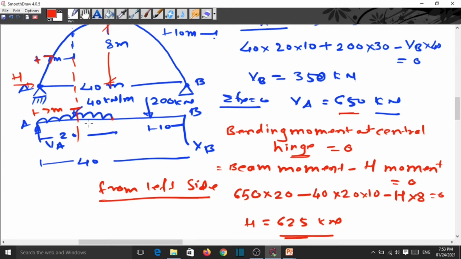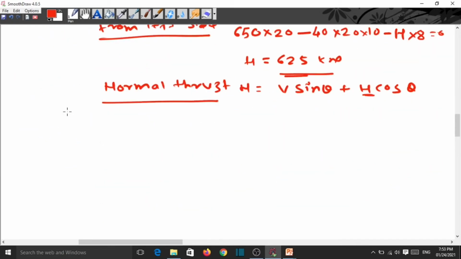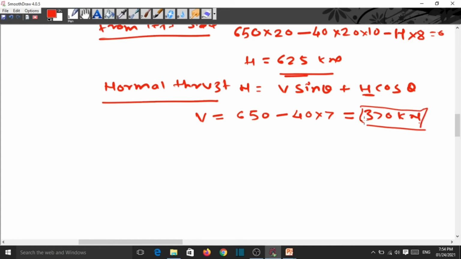So how to find this V? V is equal to what? This VA, on the left side, upward is positive, and this load is a minus, because on the left side downward is a minus. So we can say that here V is equal to 650 minus UDL, 40 into 7. So that is equal to 370 kN. So we got here V is equal to 370.